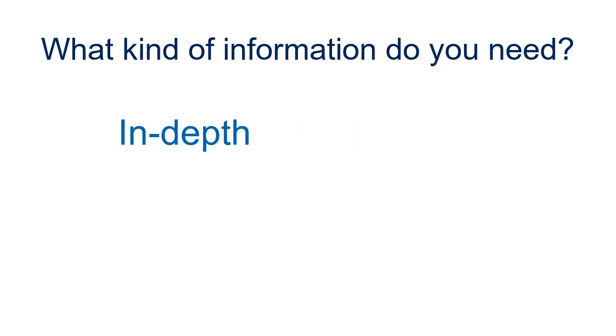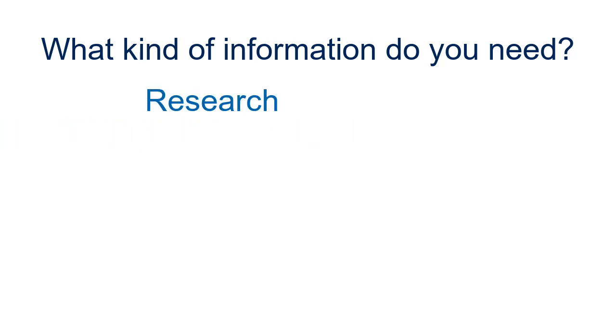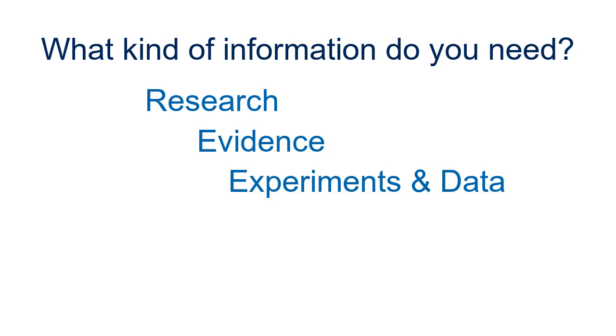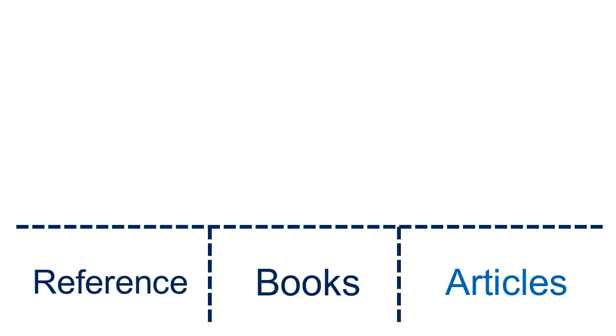In addition to background and in-depth information, you may also need things like new research on your topic, or evidence that's being uncovered to support a current theory, or original experiments and data. This sort of information is most often found in scholarly articles, which are usually found online. Now let's pause for a moment to answer an important question. If the articles are online, why use the library's website to get them?